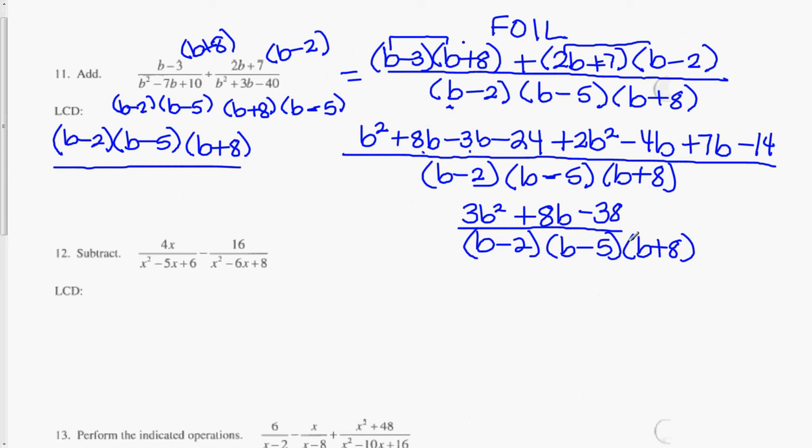Now, it would be really nice to factor the 3b squared minus 38. But if you take 3 times a negative 38, you're going to get, my calculator, 3 times negative 38 is going to give me negative 114. I don't believe there's any factors of negative 114 that are going to give me an 8. So this will be my final answer.